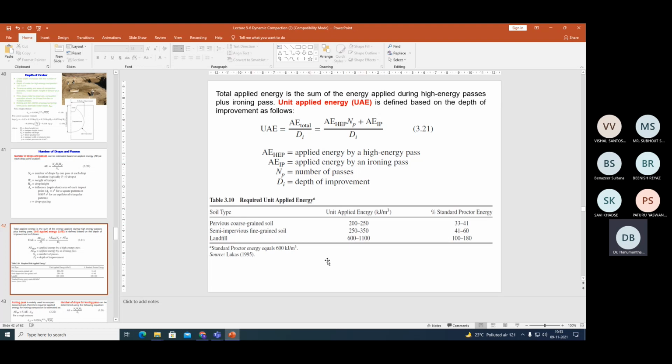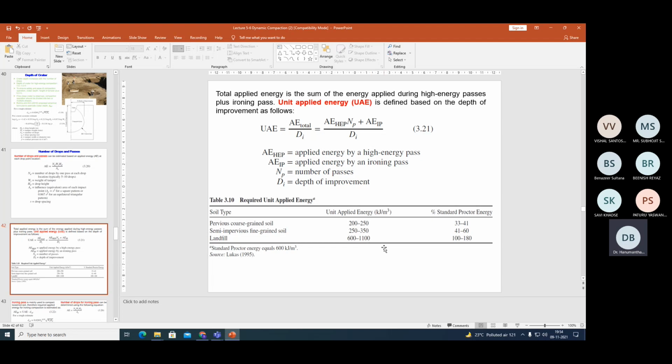And here in this table, you may need to remember what the unit applied energy required would be depending upon the soil type. If it is a pervious coarse grained soil, then unit applied energy is 200 to 250 kilojoules per cubic meter, which is approximately 33 to 41 percent of the standard Proctor compaction energy. If you are dealing with semi-pervious fine grained soil, then the amount of energy required is higher than for pervious coarse grained soil. Here it is 250 to 350, and if it is landfill, it is 600 to 1100.